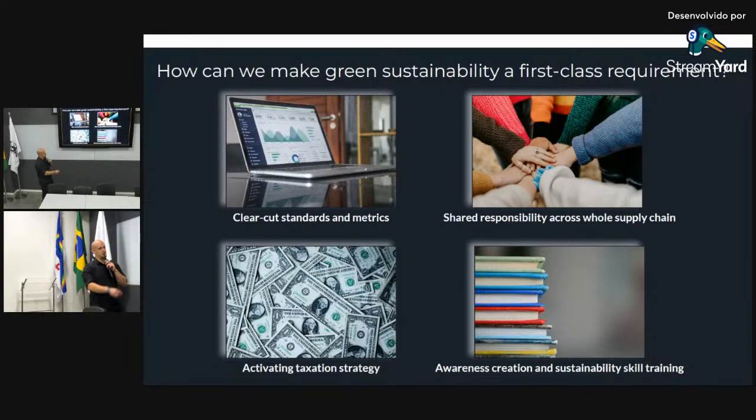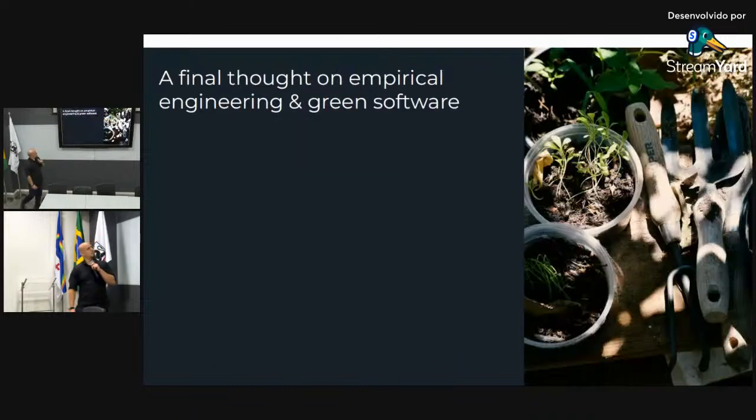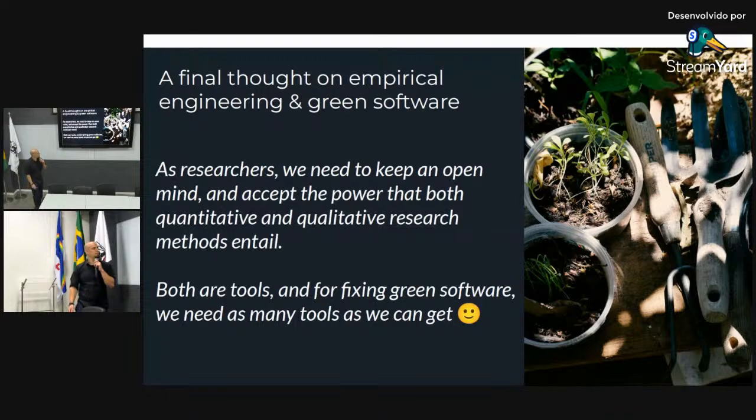And then awareness creation and sustainability skill training, talks like this, courses at universities, specialized courses, and so on. Maybe as a final thought on empirical engineering and green software, and this then closes my talk. There's something I feel is still kind of hard to get into. In software engineering, it's mostly quantitative stuff, but I think we can't really hide that qualitative has its own advantages, and they should be complementary, right?